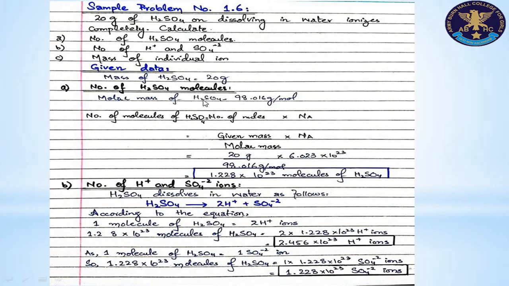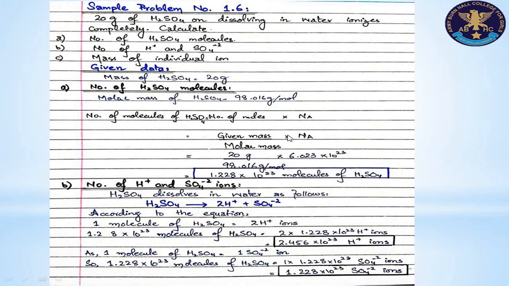The molar mass of sulfuric acid is equal to 98.016 grams per mole. But how can we calculate the molecules? We have discussed molecules in a previous lecture, the formula used for the calculation of different particles. I have discussed in detail the atoms, molecules and ions, and how we can calculate all these particles. You have to use the same formula: the number of molecules of sulfuric acid is equal to number of moles multiplied by Avogadro's number. And the moles are equal to given mass divided by molar mass.